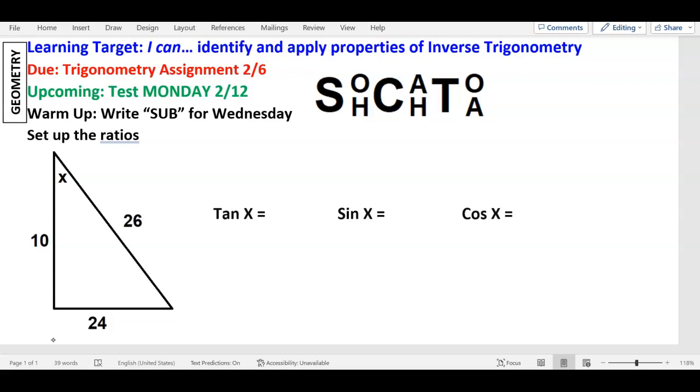So if we have an x for our angle, we don't know what our angle is, so we need to always label O, H, and A, right? Here's my angle, O. Here's my right angle, H, and A. So for tan, when I remember SOHCAHTOA, tan is TOA, right? O over A. So it's going to be what over what?